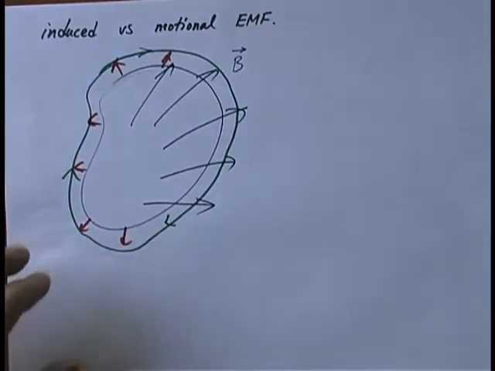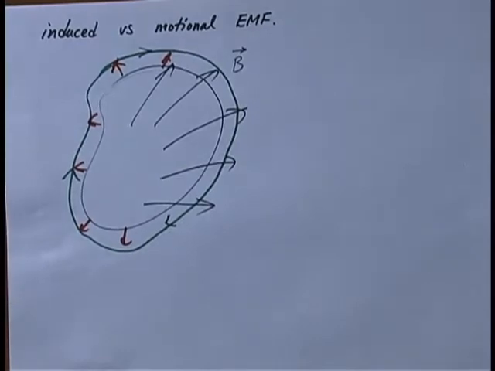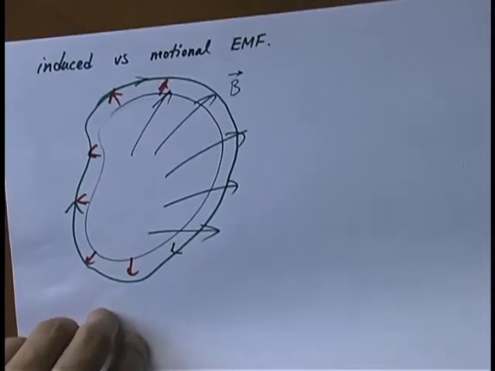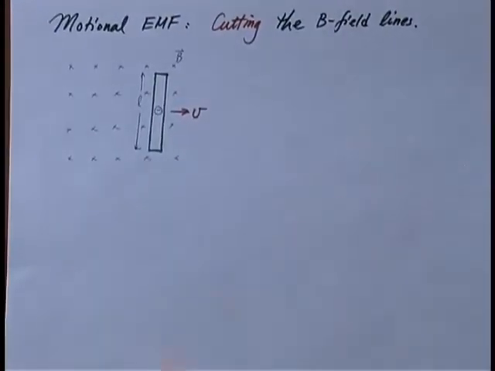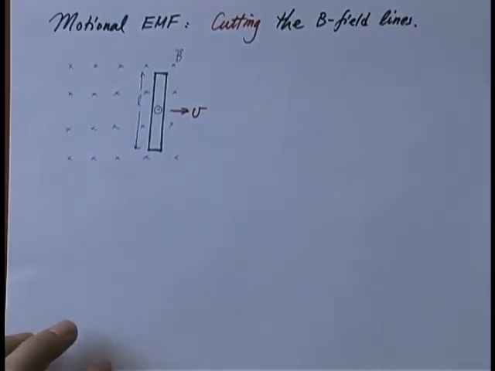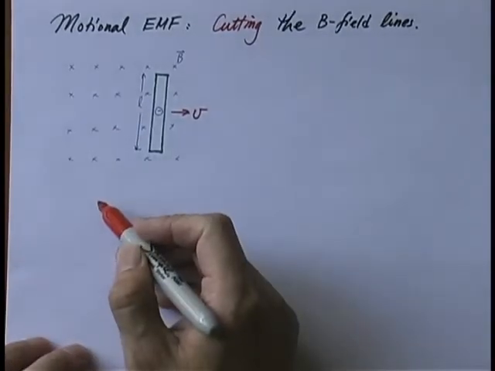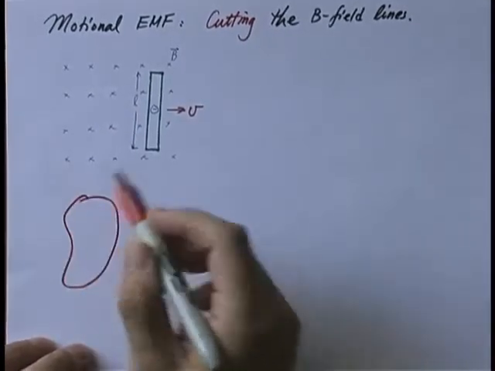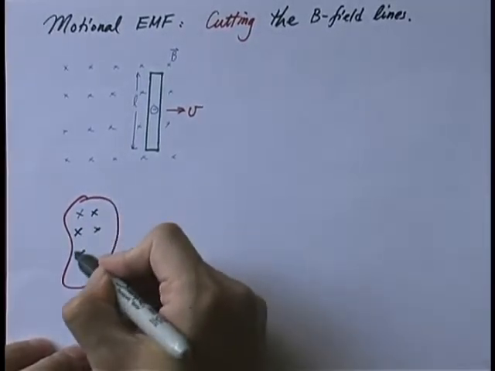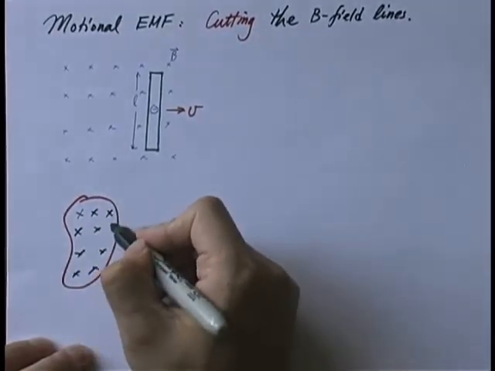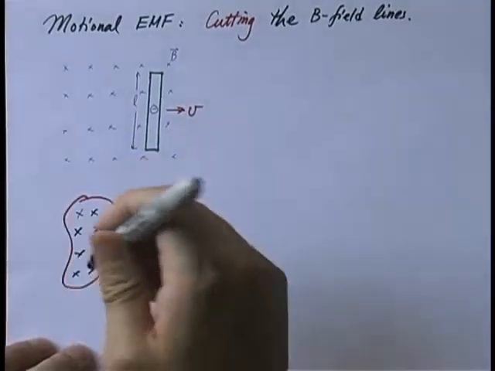Okay, let's take a closer look at motional EMF. Now, let me ask you this. Suppose I have a border, and then there is a magnetic field. For the sake of argument, we say the B field in this case points into the paper, vertically into the paper.